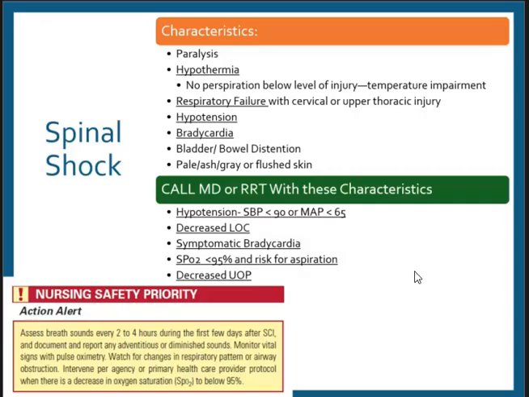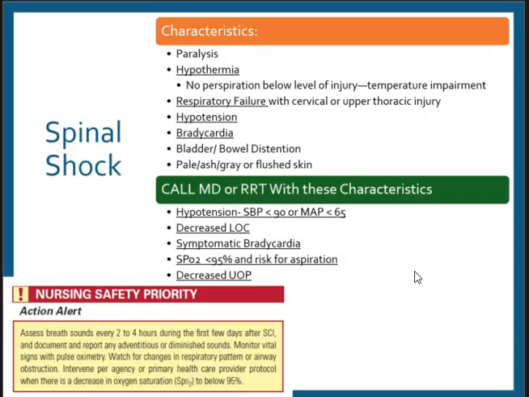You're going to call the doctor and the rapid response team with these characteristics. So a hypotensive patient with a systolic blood pressure less than 90. A MAP less than 65. Decreased level of consciousness. Symptomatic bradycardia means that they're kind of short of breath, they're lethargic, they're going cyanotic. SpO2, oxygen saturation at 95% or less. Decreased urine output because they're hypovolemic, the body's holding on to the urine. They're not perfusing, so the kidneys are actually being injured.